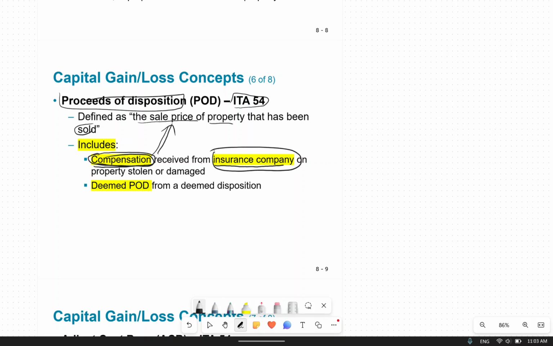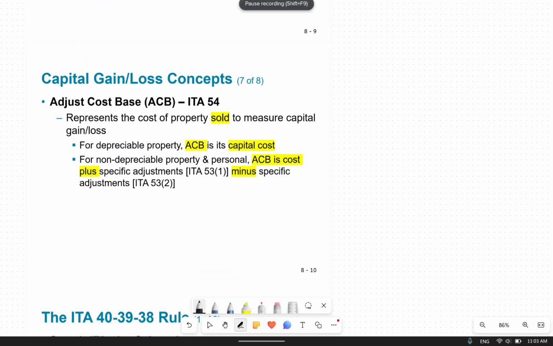Going further, we have deemed proceeds of disposition, which comes from a deemed disposition. Deemed disposition is as if you sold the property. Adjusted cost base under the Income Tax Act 54 represents the cost of the property sold, used to measure a capital gain or a capital loss. In other words, adjusted cost base is the cost of the property that is in your books.